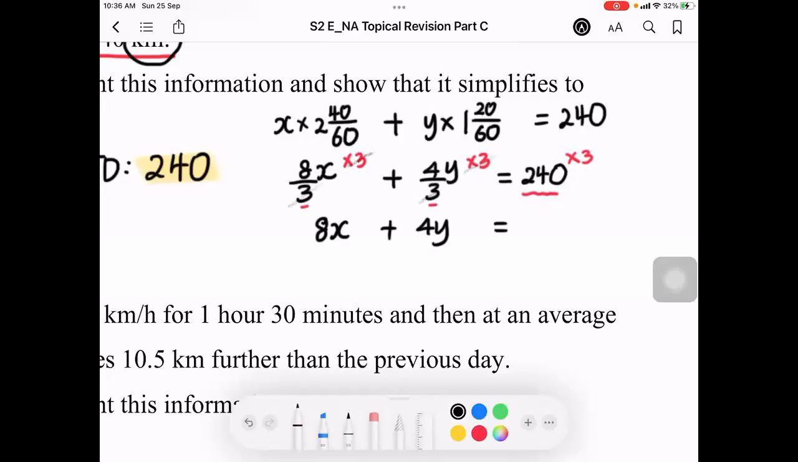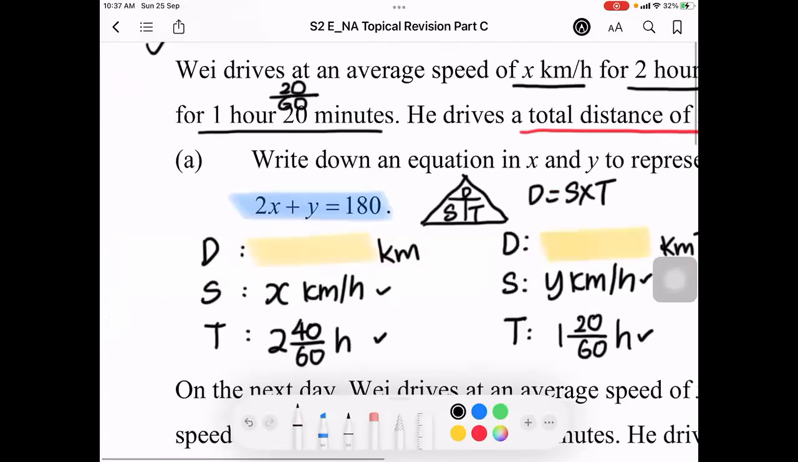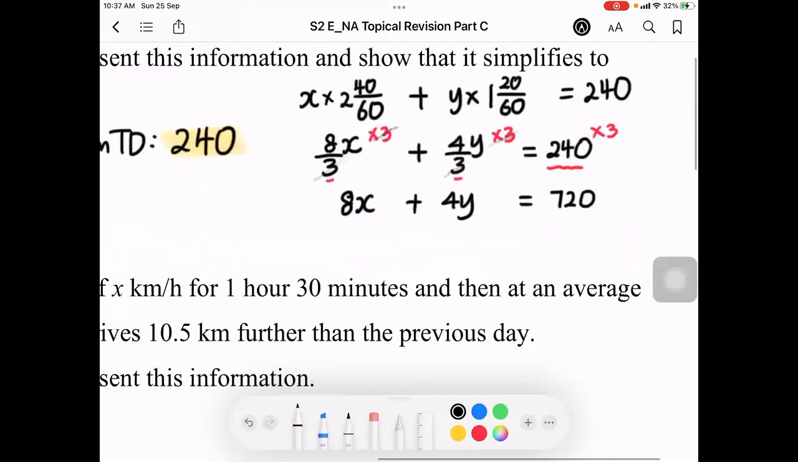What did y'all get? Am I too fast for y'all? 720. Yes, thank you very much. But this answer is still not the same. Here is 2x plus y, here is 8x plus 4y. Anyone suggest what we can do? I want to get 2x plus y. How do you get 2x plus y?